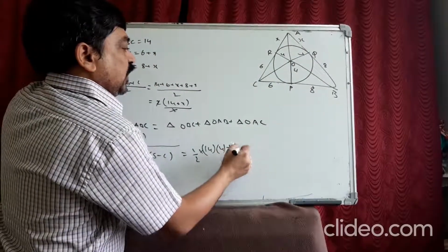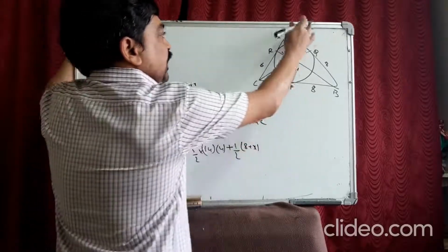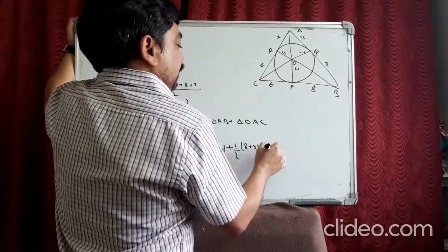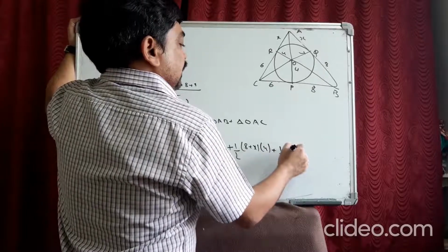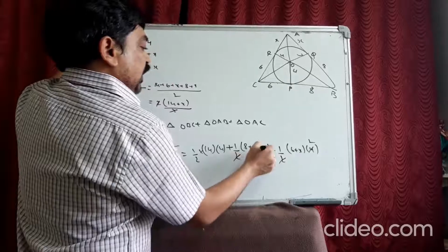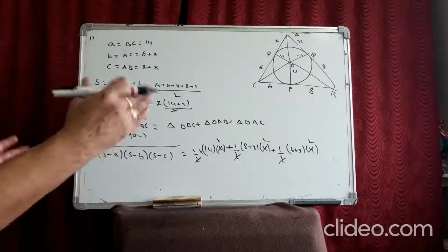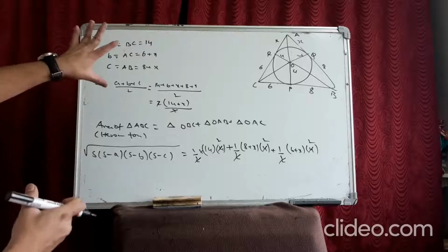For the next one, OAB, half into base is 8 plus x. If I take base 8 plus x, height will be 4. For the third one, base is 6 plus x, height will be 4. Guys, please pause this video, take the screenshot, I will rub the upper part and I will go.